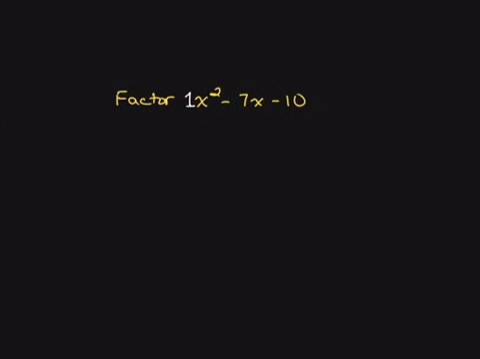I almost made the same mistake twice. What I need here is two numbers that multiply to the last term and add to the middle term, watching signs. So in this case, I need two numbers that multiply to positive 10 and add to negative 7. And so for us, negative 5 plus negative 2 will do. Negative 5 times negative 2 is positive 10.